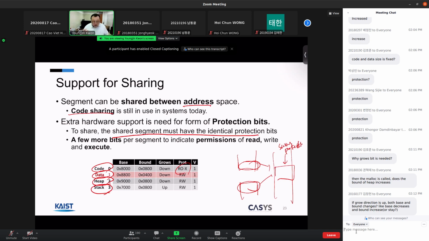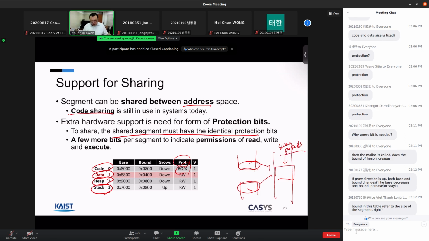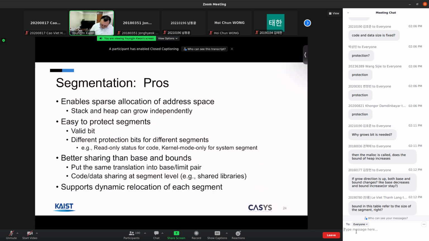Protection is not identical, so the operating system cannot share. This is why the segmentation is required for the protection bit. For sharing, a protection bit has to be added to have the same kind of protection mechanism. That's one thing for segmentation.